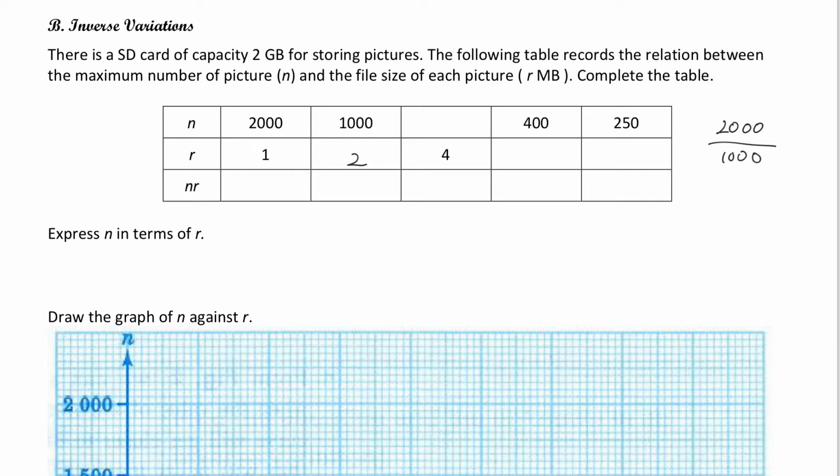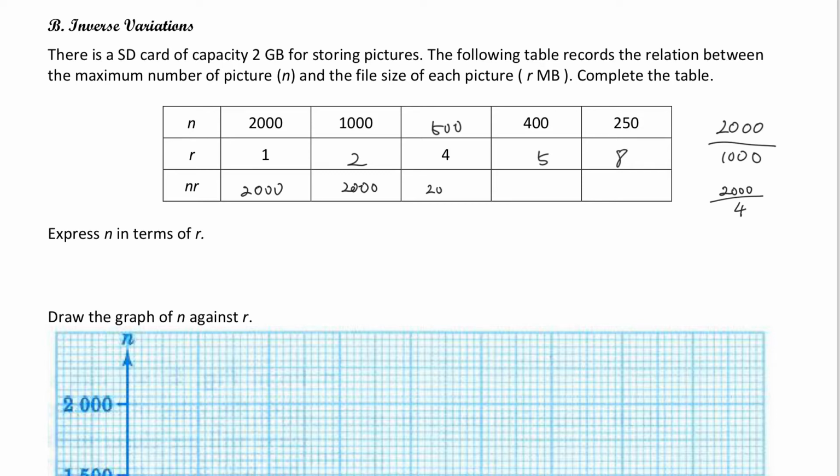So that is 2. If I set the file size to 4 MB, what is the maximum number of pictures? We can use 2000 divided by 4. The answer is 500. And so you can complete the table. This is 5 and this is 8. I know the multiplication of these two numbers must be equal to 2000, because this is the capacity of the SD card.